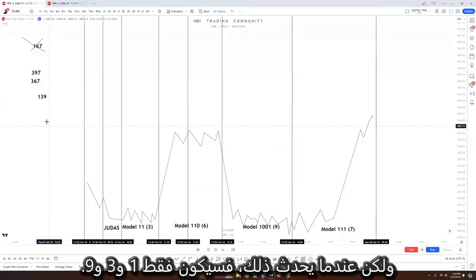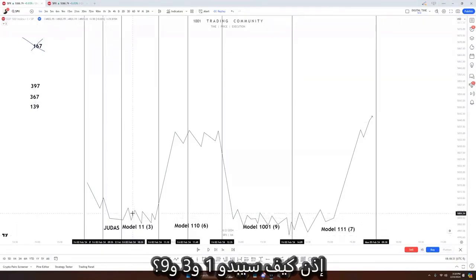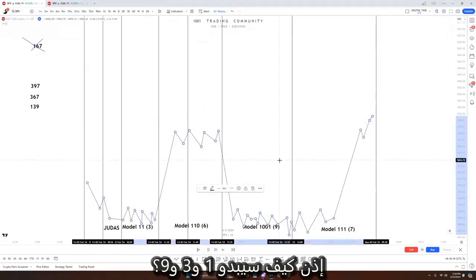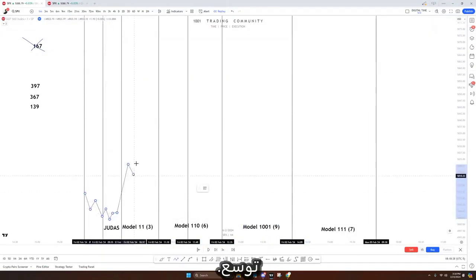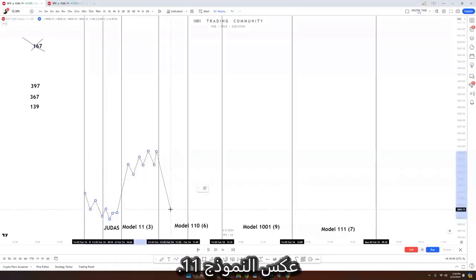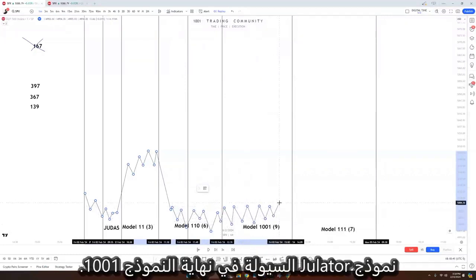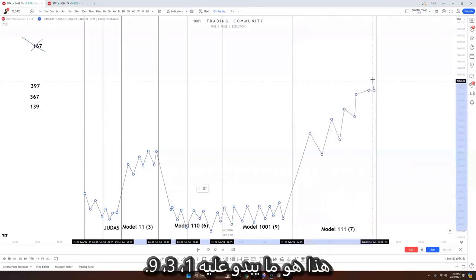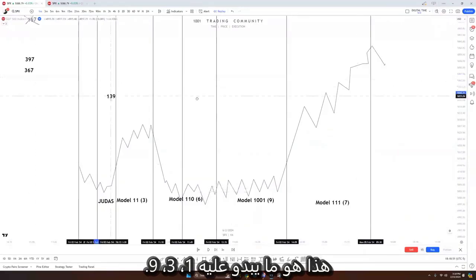it'll just be 139. Only these possibilities right here for Model 11. So what would 139 look like? Expansion, reversal at Model 11, Model 6 time distortion, more generated liquidity at the end of Model 1001, distribution. That is what 139 looks like.